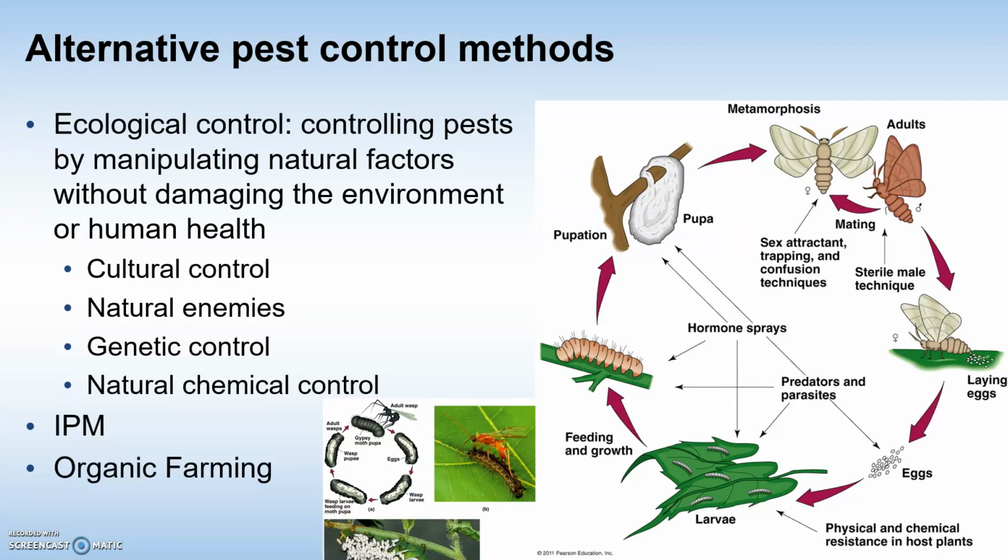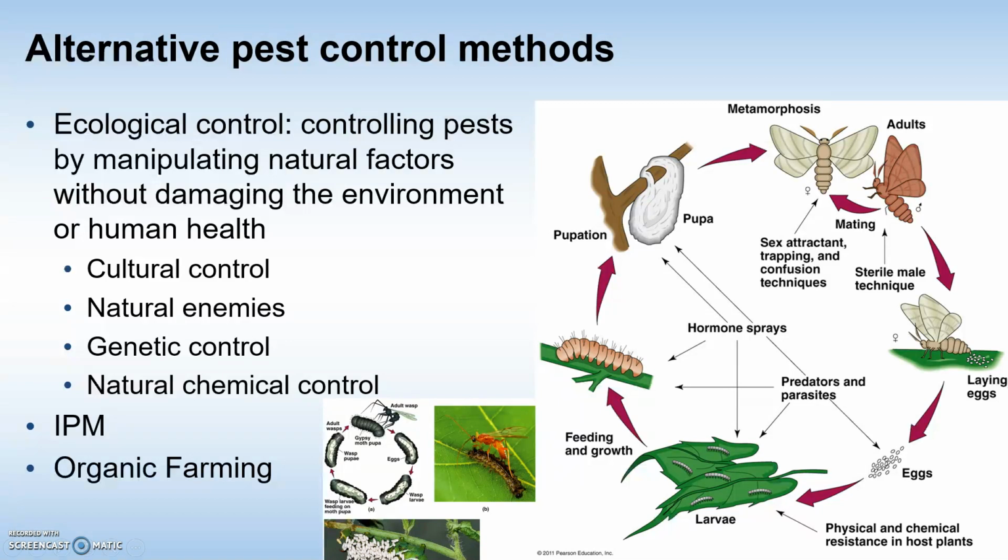So the deal with bringing another species from out of the country in to deal with an invasive pest is that we have to carefully test that other species before releasing it, so that we can make sure that it's not going to become a detriment to the ecosystem.